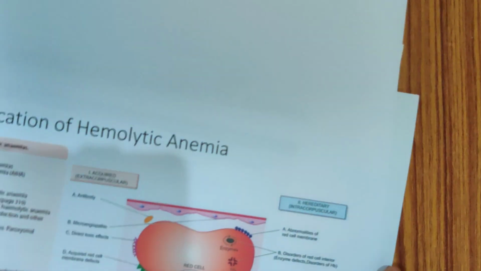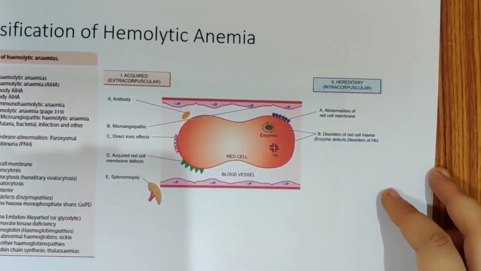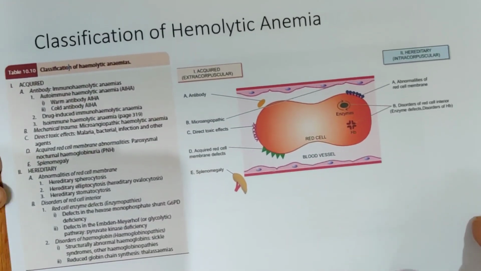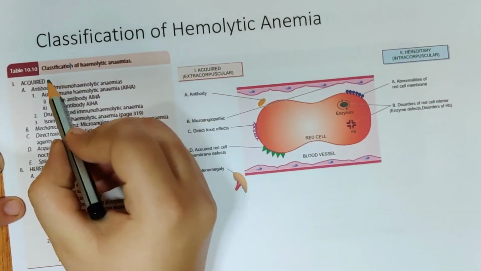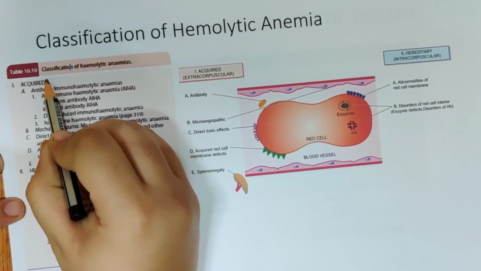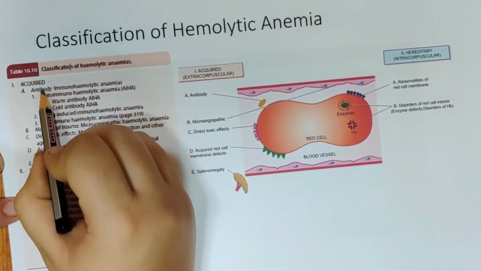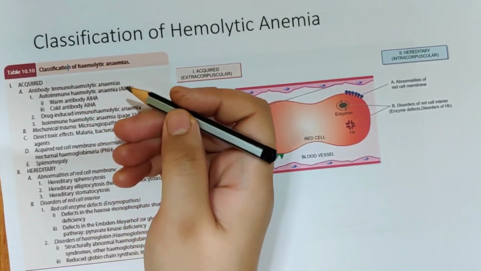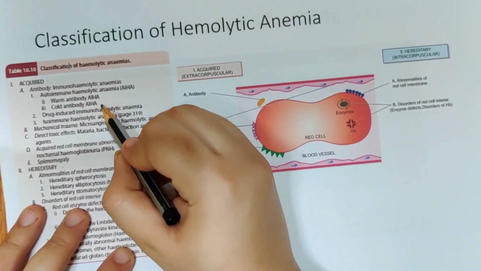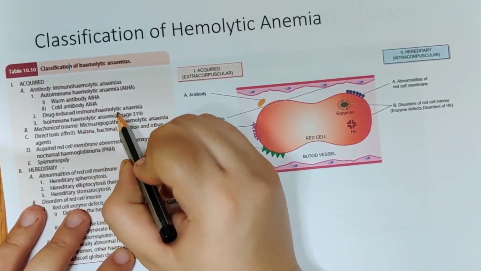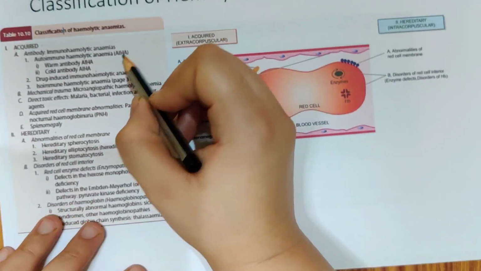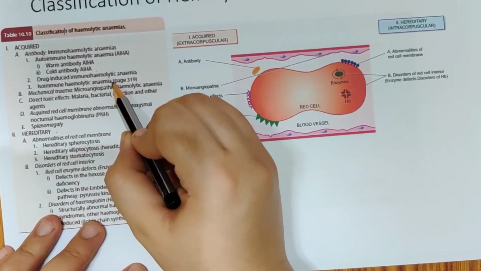So coming back to the classification of anemia. This is taken from Hirschmohan. You have some acquired and hereditary causes. What are acquired causes? Antibody. Antibody that I've already spoken of is autoimmune. Autoimmune hemolytic anemia can be warm or cold. There is your drug-induced immunohemolytic anemia. You can have isoimmune hemolytic anemia.